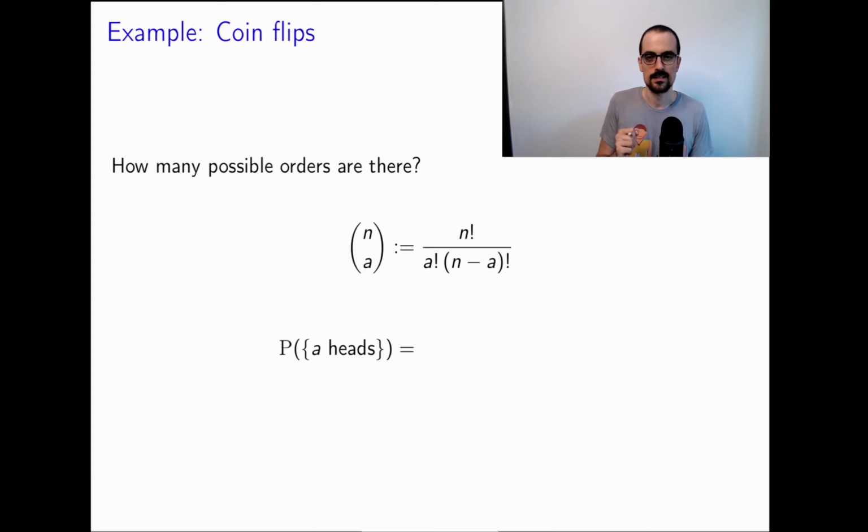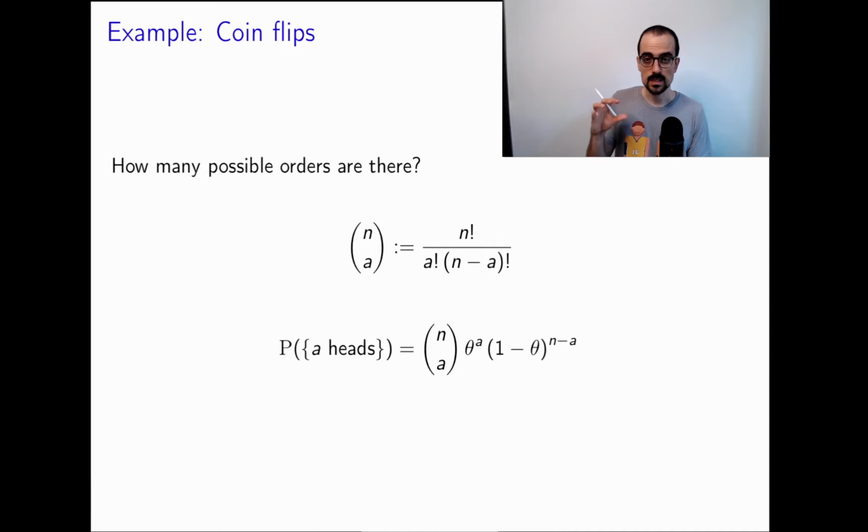So basically, the probability of getting A heads is the sum of all these sub-events where we get A heads and N minus A tails, and that's this number multiplied by the probability of each of them, which we have seen is the same. So it's this binomial coefficient times theta to the A times 1 minus theta to the N minus A.